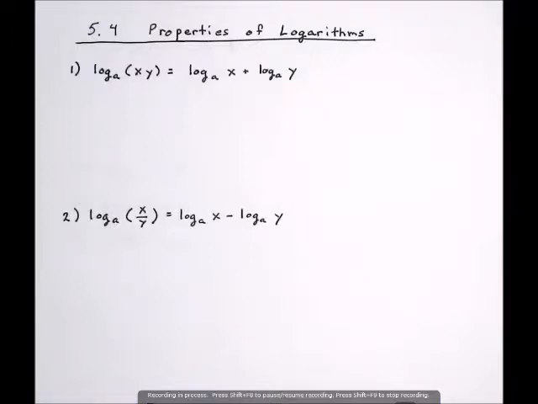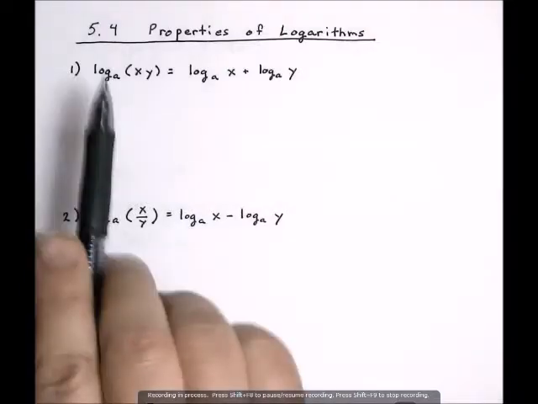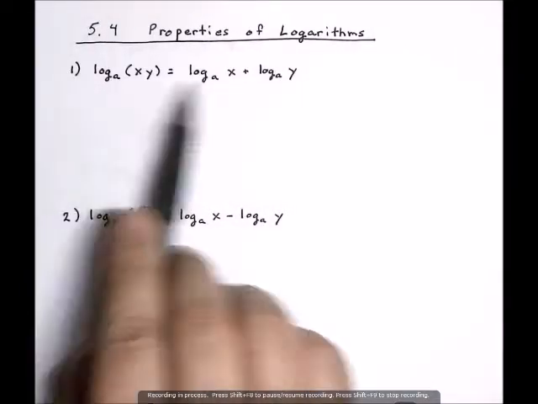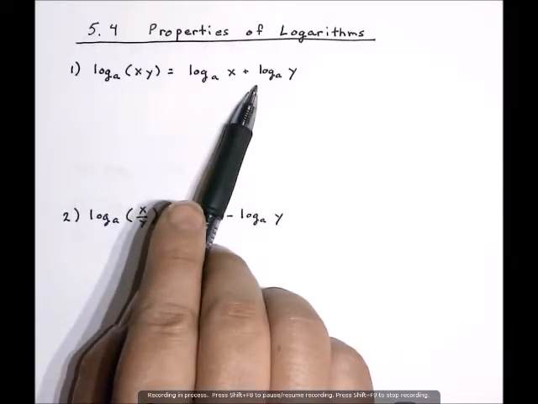Section 5.4, Properties of Logarithms. In this section, we're just going to learn some of the basic rules to manipulate logarithms. And the first rule we're going to cover is logarithms turn multiplications into additions.